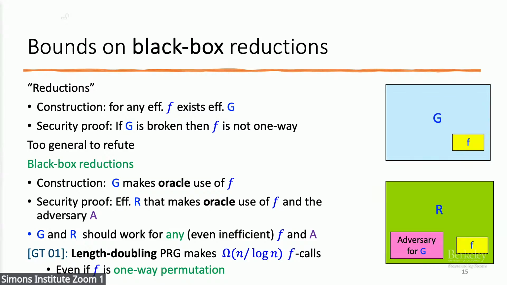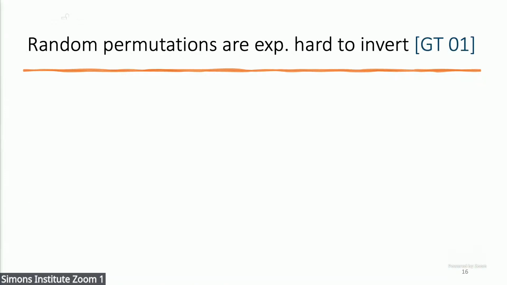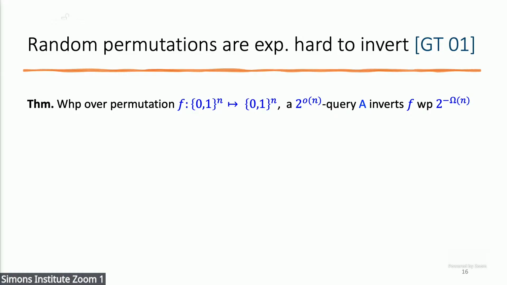But we start with a different task, which is proving that random permutations are exponentially hard to invert. It was known from the early 90s, but I'm going to present the proof of Gennaro and Trevisan, which is inspired by Yao from the 80s, which is just beautiful and nice to know. What we want to prove is that with high probability over a random permutation f from n bits to n bits, an adversary that makes fewer than 2 to the n queries inverts f with very, very small, exponentially small probability. It was proved before using what's called lazy sampling, but this is a different proof and very beautiful.